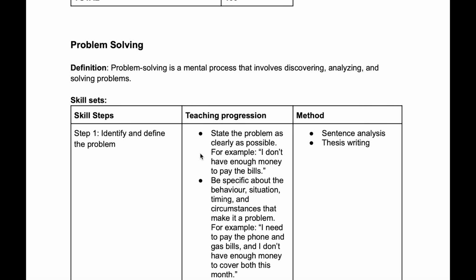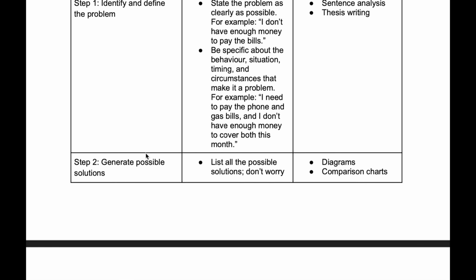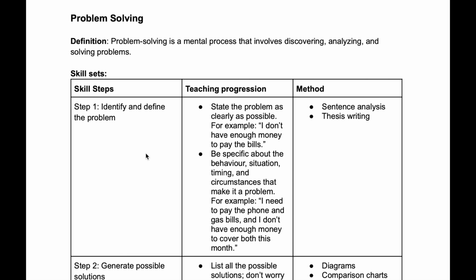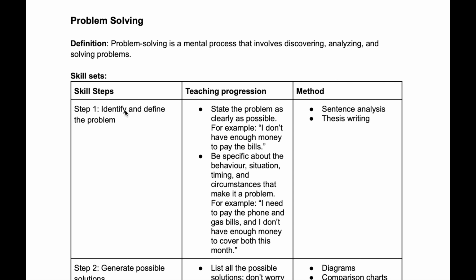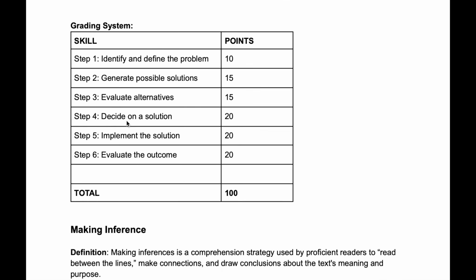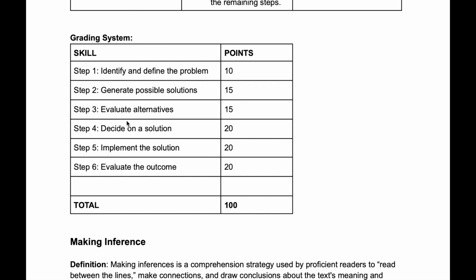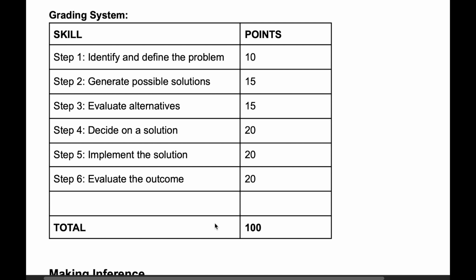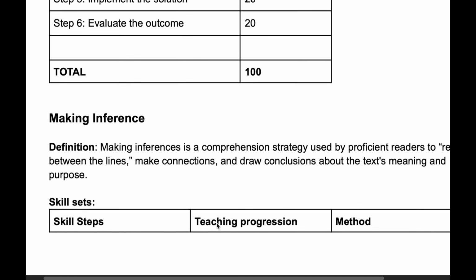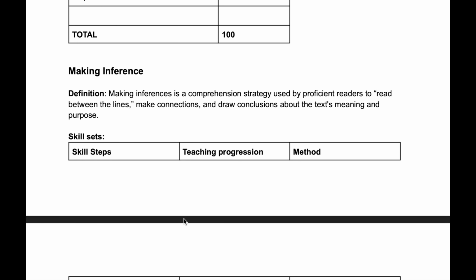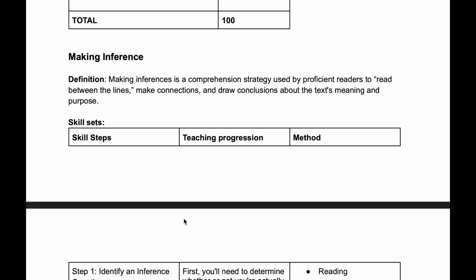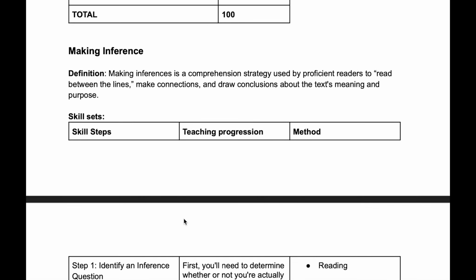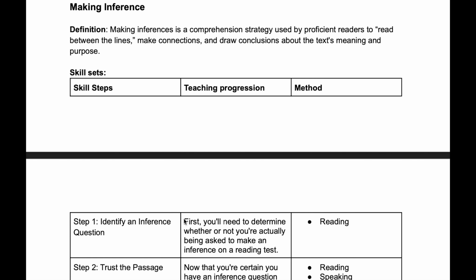Other than decision making, we also have problem solving, which will focus on their mental process in discovering, analyzing, and solving problems. So if you notice, the grading system for problem solving is completely different. But in the end, it will all be 100. So if the student gets a very high score in problem solving, then we need to proceed to the other skills in which they are low, until all of them become 100. We also have making inferences, which is the comprehension strategy to read between the lines, make connections, and draw conclusions.